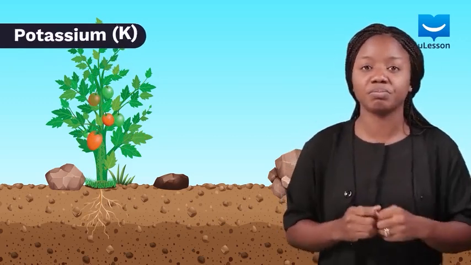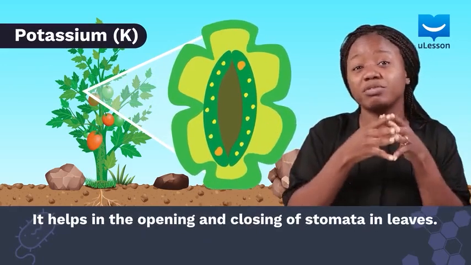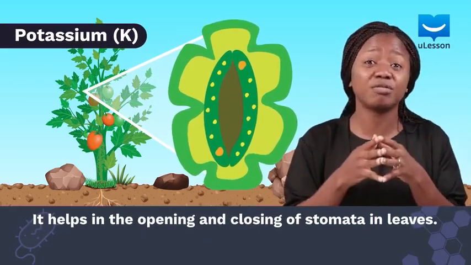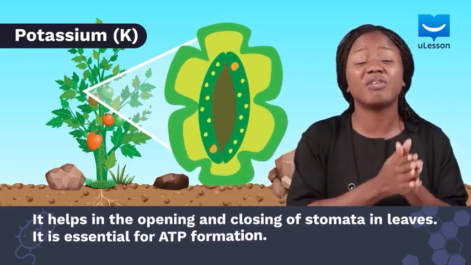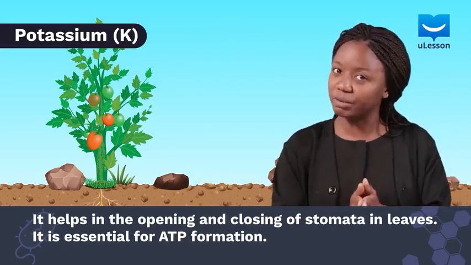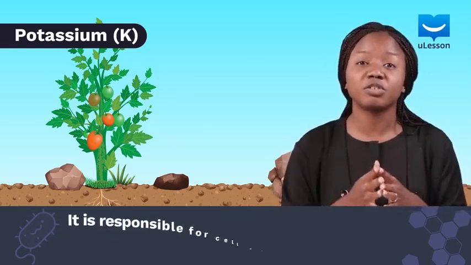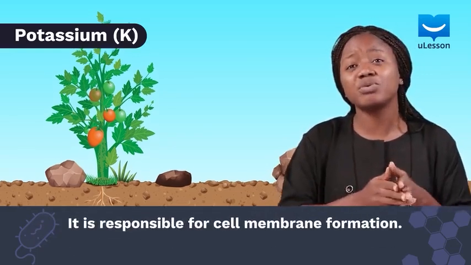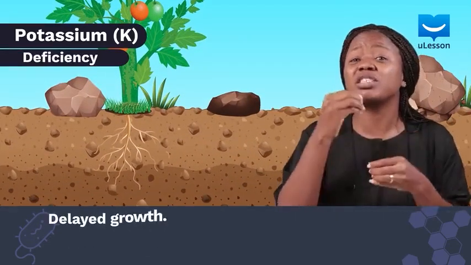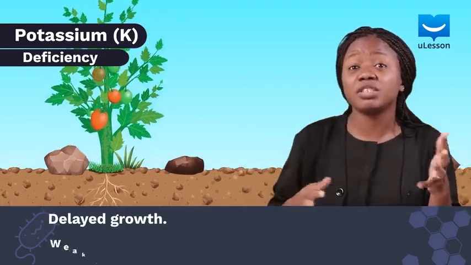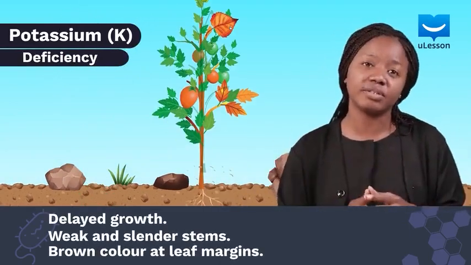Next, there's potassium. Potassium plays a major role in the opening and closing of the stomata of the leaves during photosynthesis, and therefore it regulates gaseous exchange in plants. It is essential for the production of adenosine triphosphate, or ATP, and triggers the activation of plant enzymes. It is also responsible for cell membrane formation, and it helps the roots develop properly. Potassium deficiency can bring about delayed growth in plants. Its deficiency also causes weak and slender stems and a brown color at the margins of leaves.